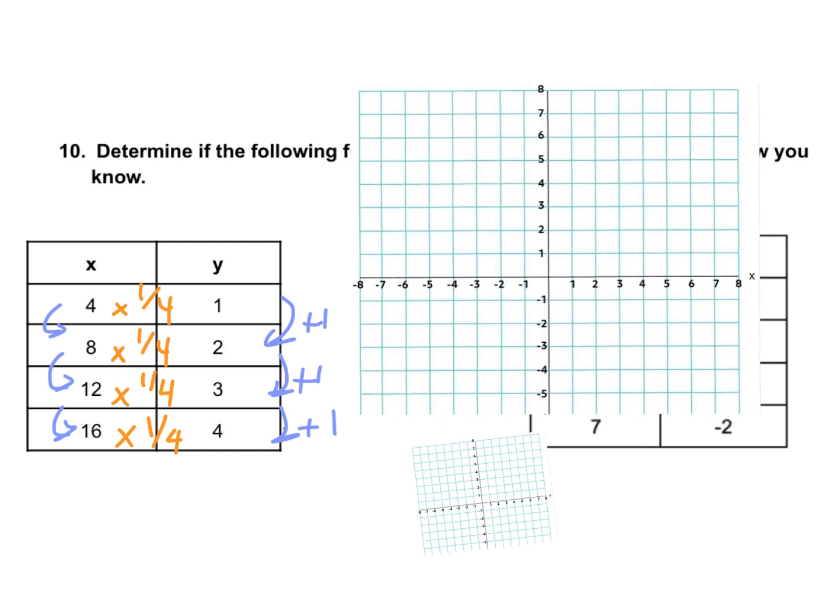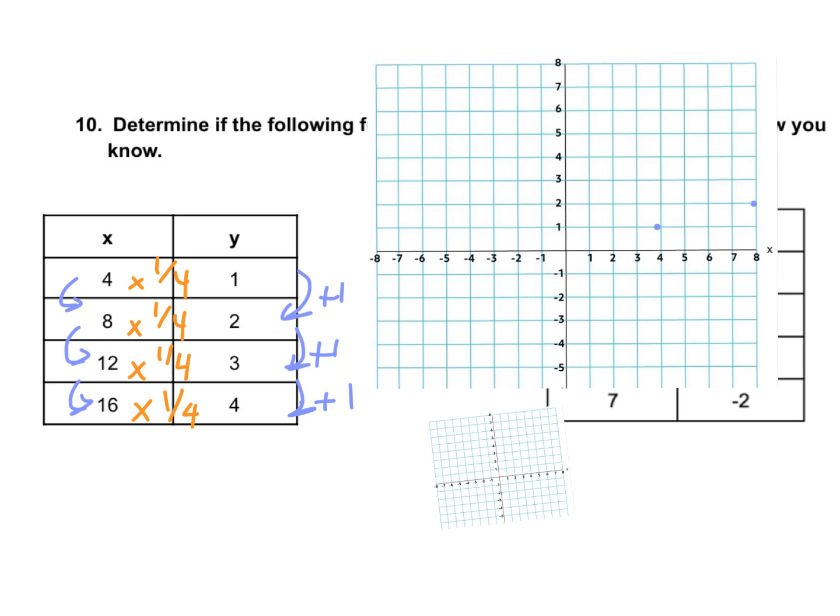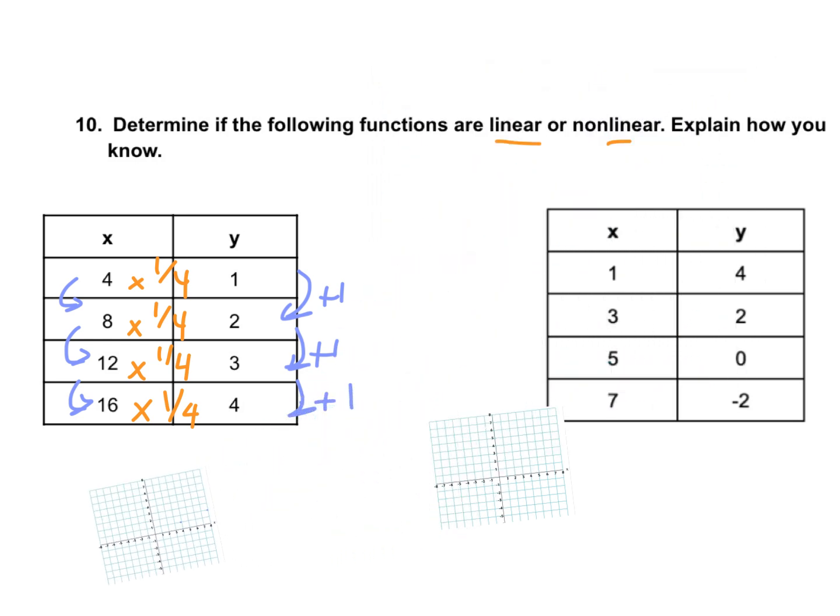I could treat them as ordered pairs. Over 4 up 1, over 8 up 2, over 12 up 3, and this graph doesn't quite go there, but I can just visualize that, and I can see that those would also make a straight line. So that is another strategy. So this one for sure, it's consistent. I see a pattern, and therefore that one is linear.